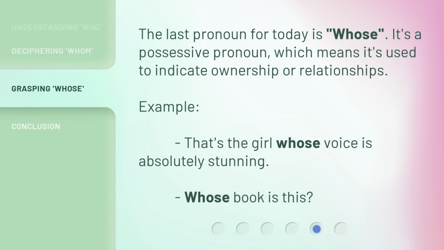The last pronoun for today is whose. It's a possessive pronoun, which means it's used to indicate ownership or relationships. Example: that's the girl whose voice is absolutely stunning. Whose book is this?